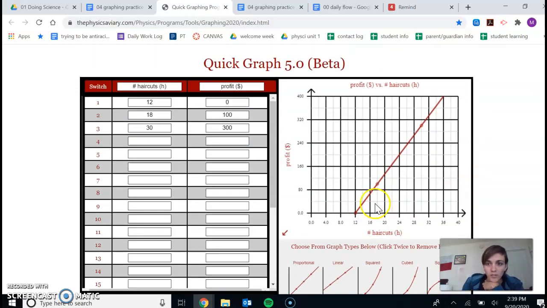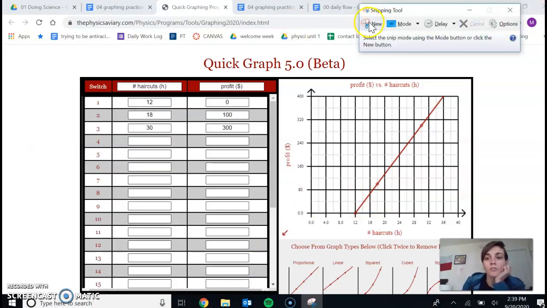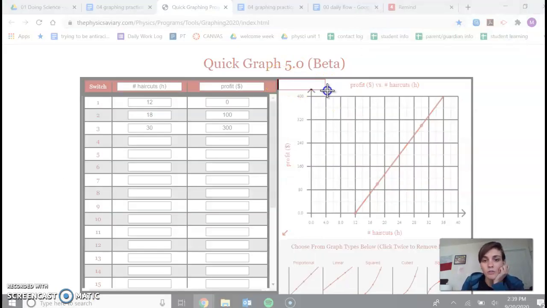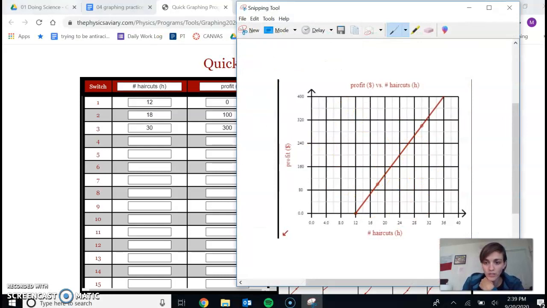Okay, so now I'm going to screenshot. My screenshot tool is different than yours. Remember, yours is Control Shift Change Screen button. Make sure when you screenshot, you get the whole graph, including the names of the axes. You want profit on the side, haircuts on the bottom. Get the whole graph. Should look like this.